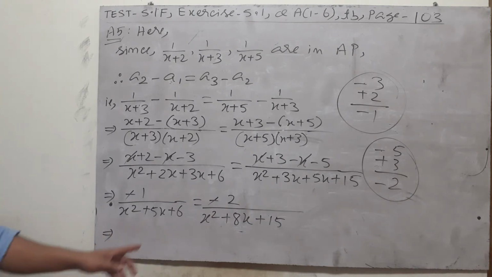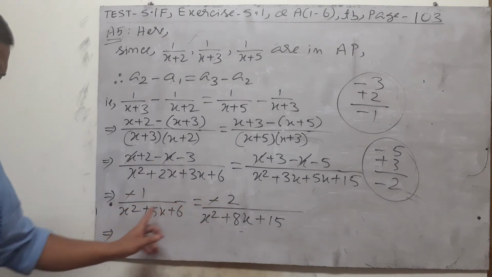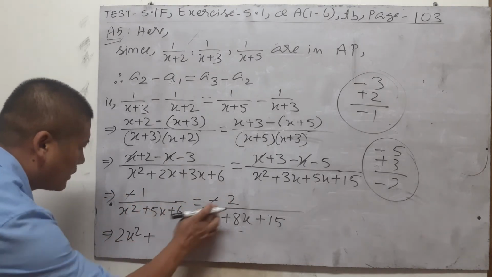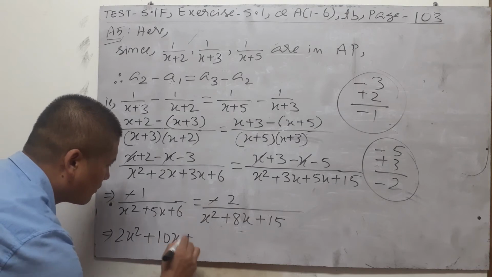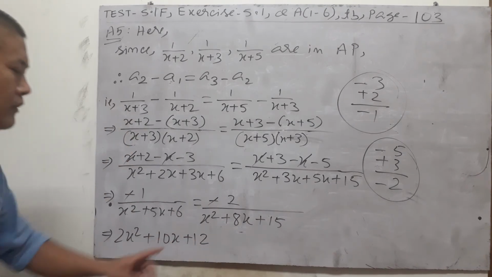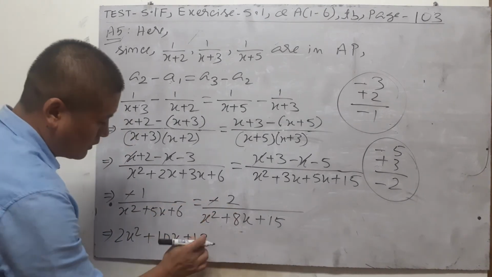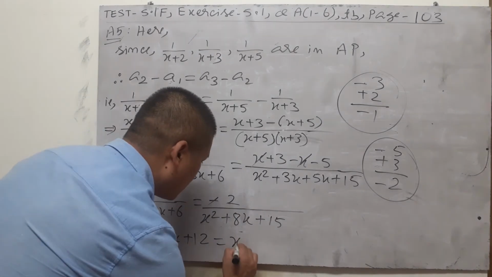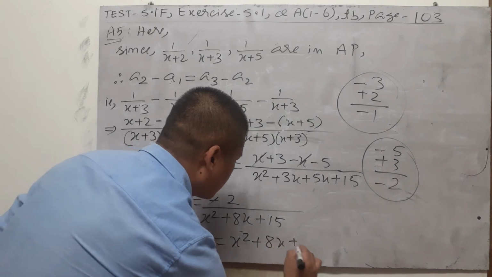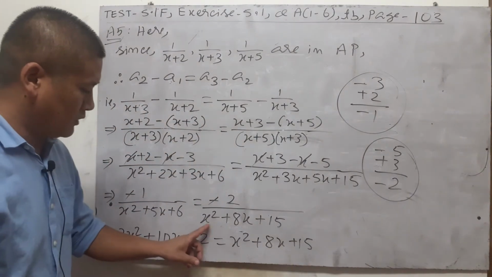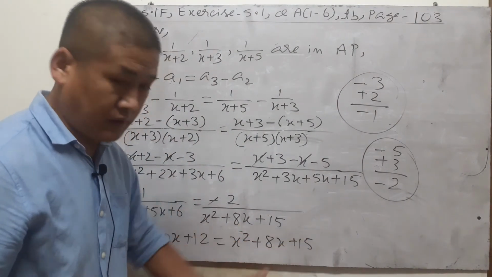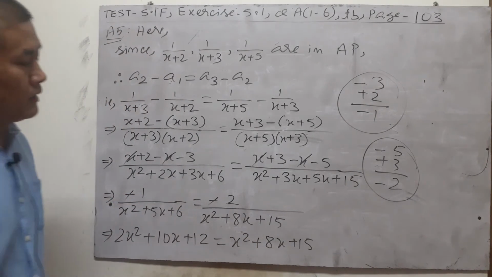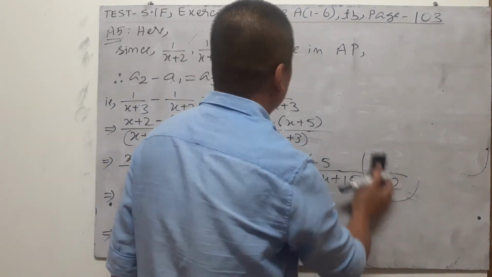Then here cross multiply this 2 multiply these 3 terms. 2 into x square is 2x square plus 2 5s are 10x plus 2 6s are 12. Up and down cross multiply. After that equal sign, and this 1 multiply all these 3 terms, so it will remain x square plus 8x plus 15, meaning 1 into x square, 1 into 8x, 1 into 15. And no minus, already cancelled. Bring all the terms on the one side.